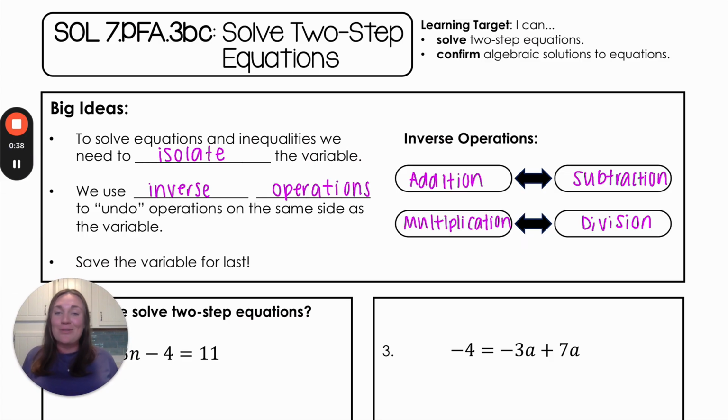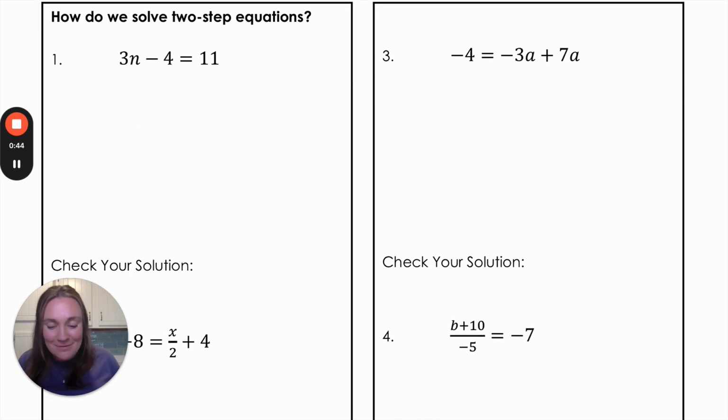The last thing we're going to want to remember is to save the variable for last. So I'll talk about what that means as we go through some examples. Let's look at our first problem together. So we have 3n minus 4 equals 11. The very first thing we're going to do every single time is to draw two lines around that equal sign. We call it the railroad tracks or the river.